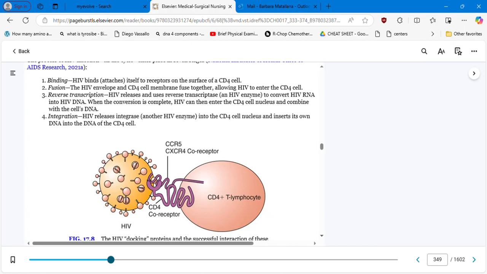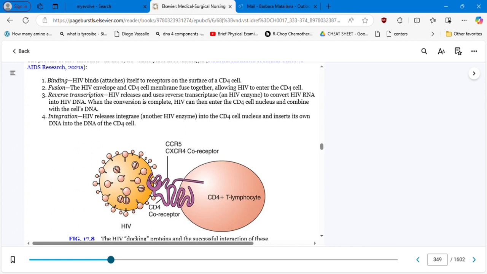And then you have stage 2, fusion. The HIV envelope and CD4 cell membrane fuse together, allowing the HIV to enter the CD4 cell. In stage 3, reverse transcription, the HIV releases and uses reverse transcriptase, that HIV enzyme, to convert HIV RNA into HIV DNA. And stage 4, the integration.